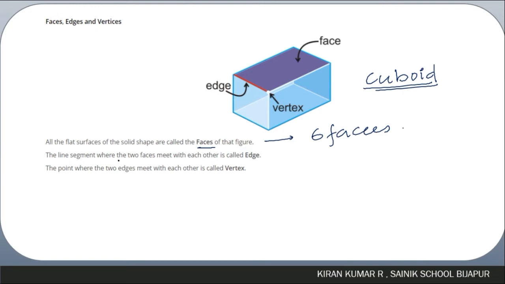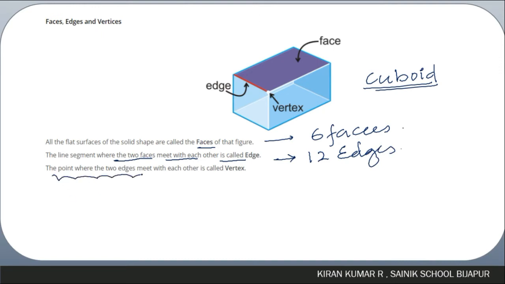The line segment where two faces meet each other is called an edge. Count the number of edges here. 1, 2, 3, 4. 4 at the bottom. Totally, 8 plus 2, 10 plus 2, 12. There will be 12 edges.